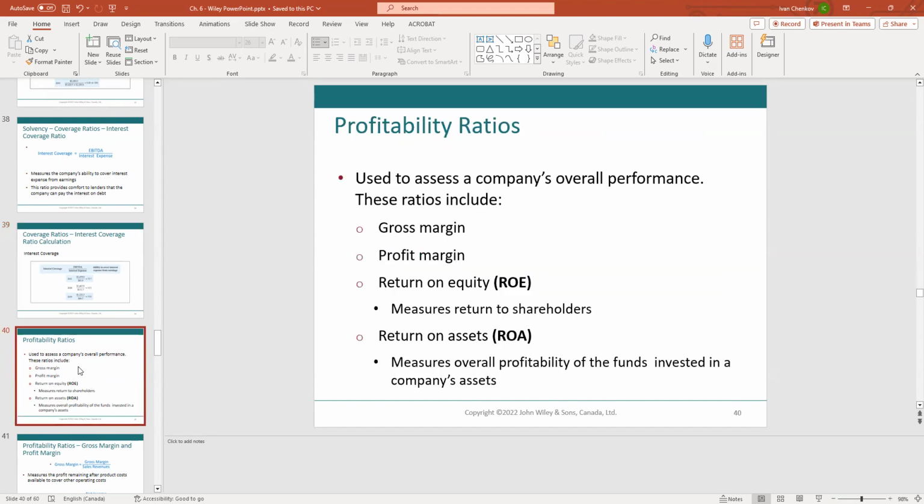Let's see now the profitability ratio. Profitability ratio is used to assess the company's overall performance. That will include the gross margin. We always have a gross margin: sales minus cost of goods sold. We're getting that gross margin. The gross margin tells you how much you're generating from the main operation, the main activity in the company.